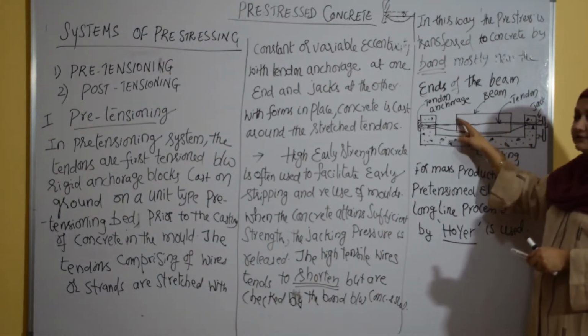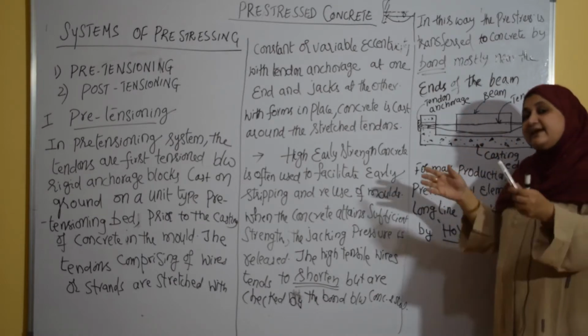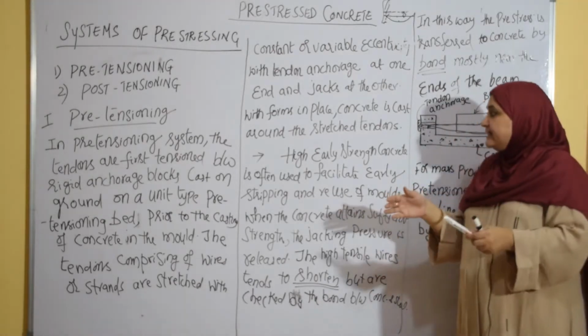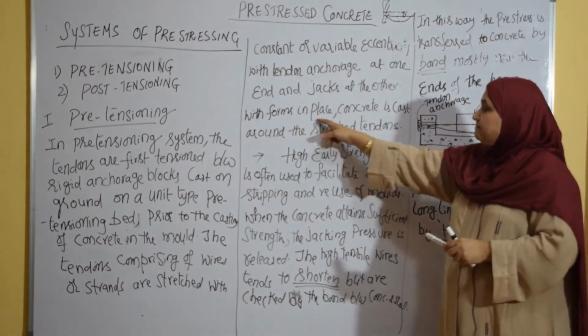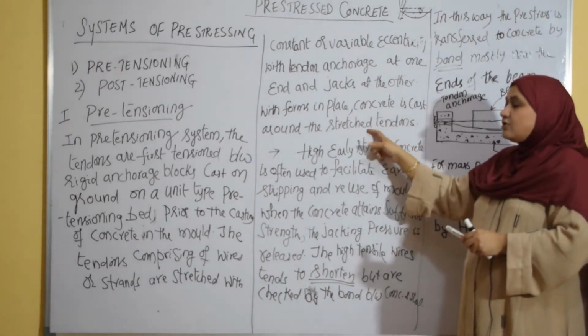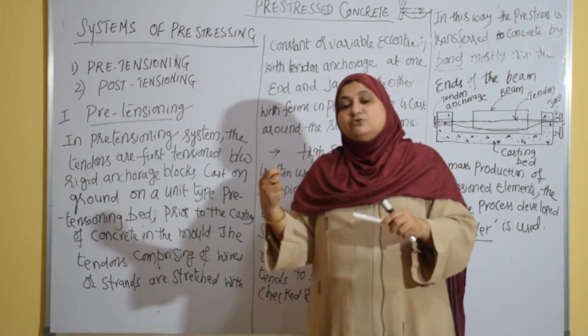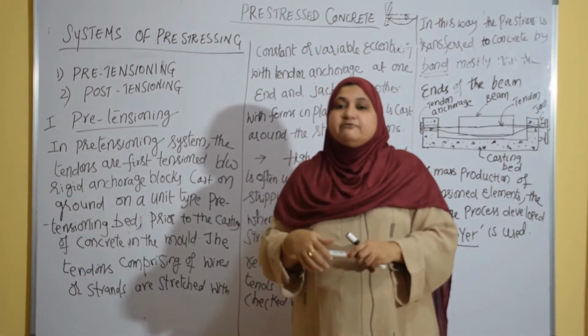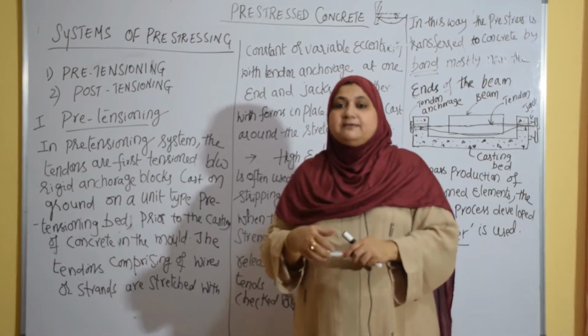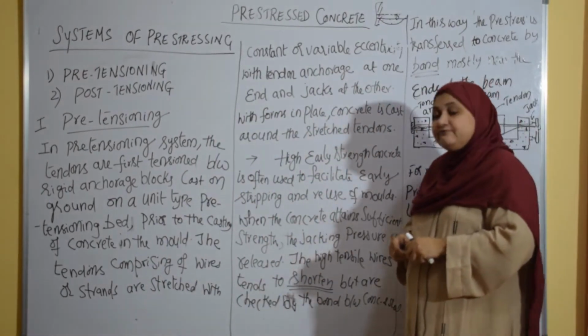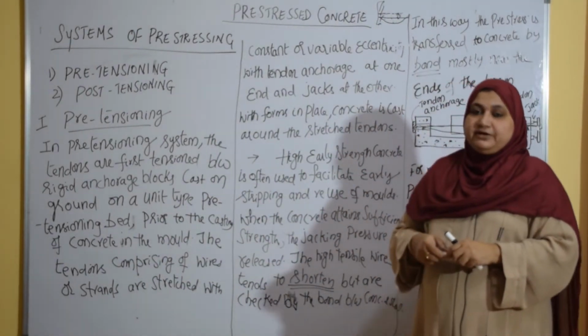Now this is the form, or you can say the case. The form will be in place. Concrete is placed around the stretched tendon. Once the tendon is stretched using the hydraulic jack, then concreting will be placed. We are using high early strength concrete here.